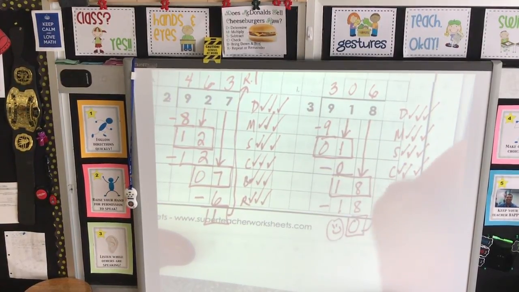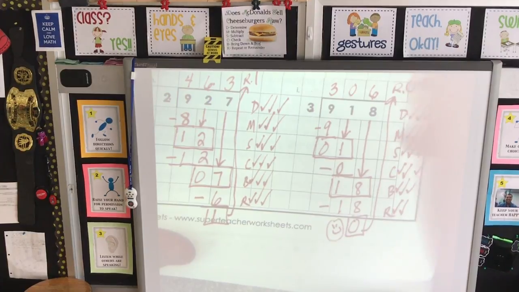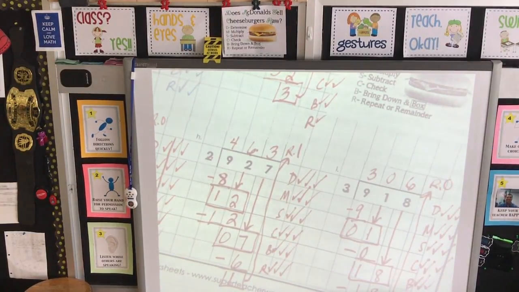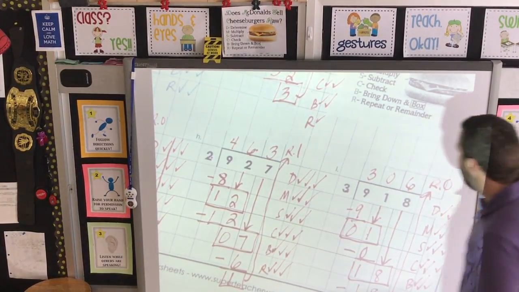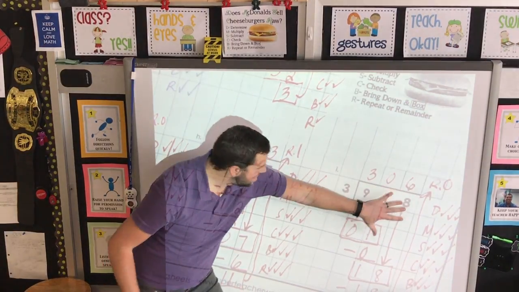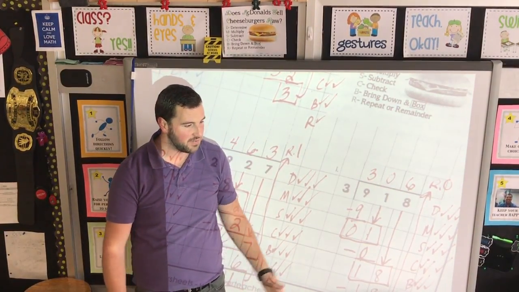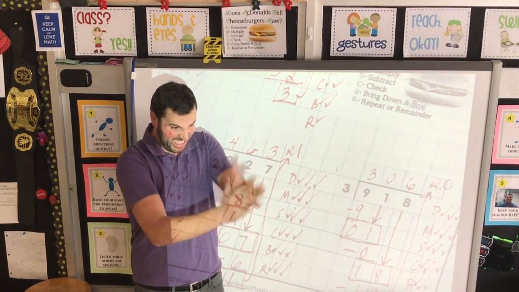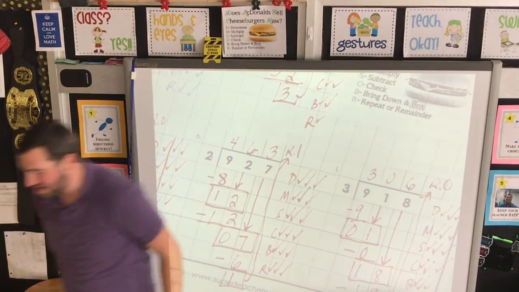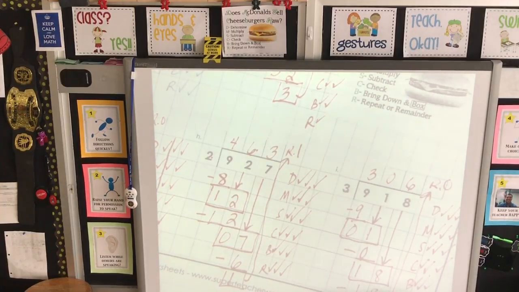Remainder of 0. Woo! Give yourselves a man, we're good! Man! That is your 3-digit by 1-digit. You did a fantastic job. Give yourselves a nice fireworks. Ready? Okay, you're pretty awesome. Nice job. All right, so here we go. Let's stop this.